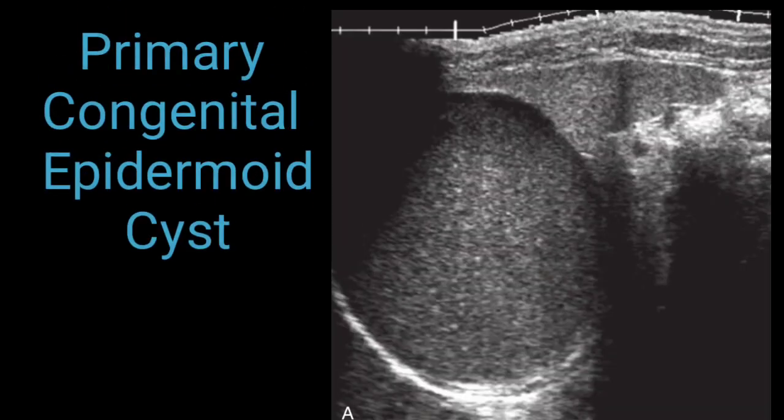This is another slide of an ultrasound image showing a primary congenital epidermoid cyst. A primary congenital cyst is also called an epidermoid cyst, or you can call it a true cyst as well. Look at this image. This is a large 6 centimeter cyst involving the lower and middle pole of the spleen. The upper pole of the spleen is clearly visible. In this image, within the cystic lesion, you can appreciate low level internal echoes.